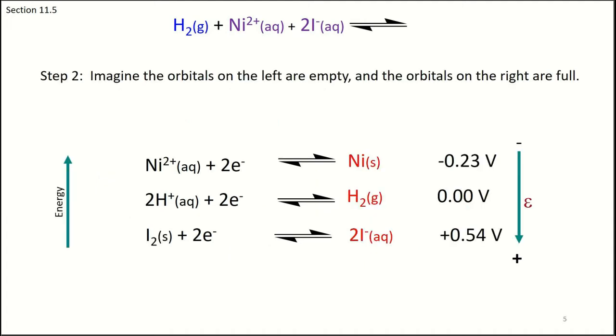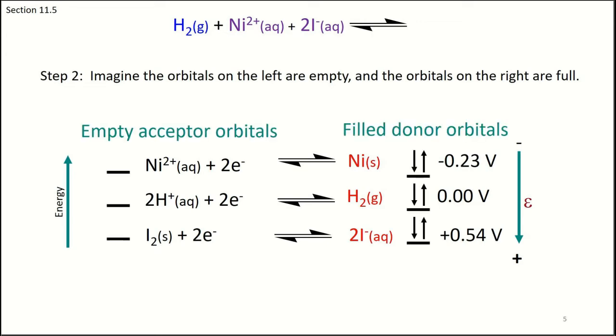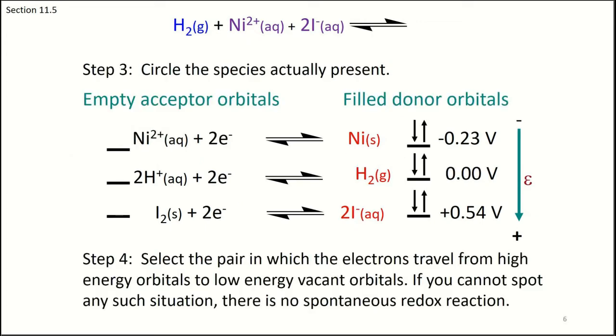So for step 2, we are now saying we want to imagine that the orbitals to the left of the arrows are empty and the orbitals to the right of the arrows have electrons. So here are our empty orbitals and here are the filled orbitals. So with this picture in mind, now we can circle the species that are actually present.